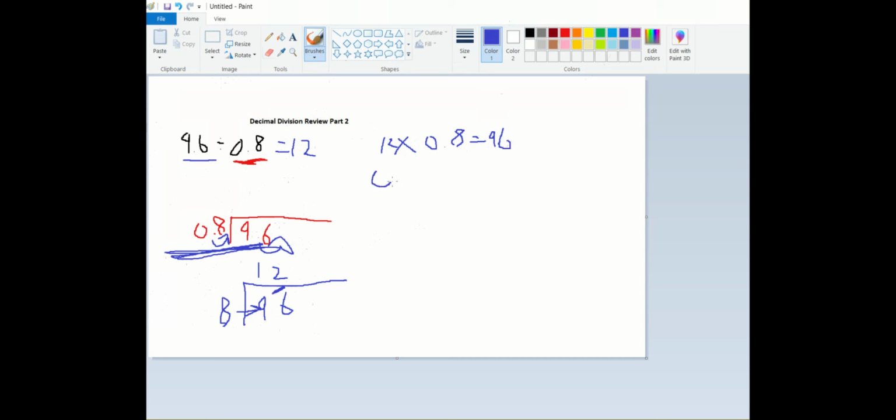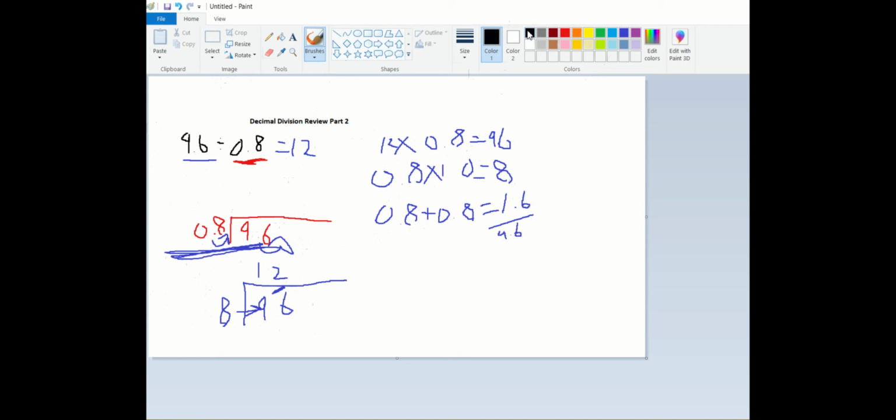So let's do 0.8 times 10. 0.8 times 10 is going to give us 8. Now all we need to do is add 2 more groups of 0.8. So 0.8 and 0.8 added together would be 1.6. And then 1.6 plus 8 would give us our 9.6. So our answer checks out.